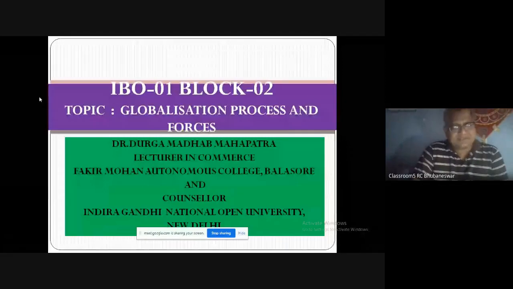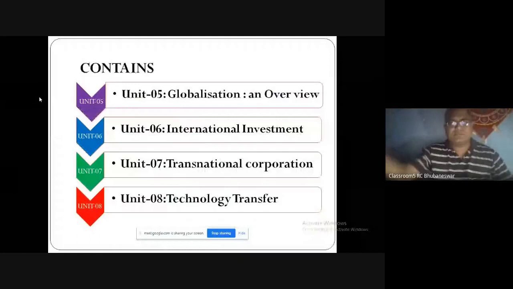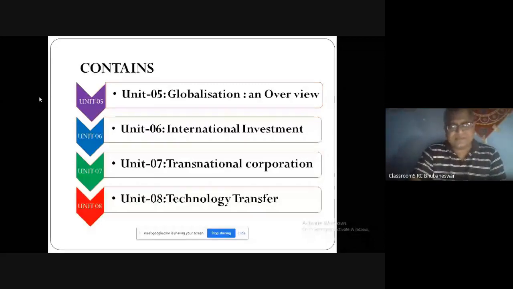But in the previous class, the last class, we have already discussed the international business and some of the initiatives related to international business, and today's class is related to unit 5, which is globalization, an overview. Unit 6 is international investment. Unit 7 is transnational corporation, and unit 8 is technology transfer. There are a variety of topics related to international business. In unit 5 it is globalization, and in unit 6, international investment.